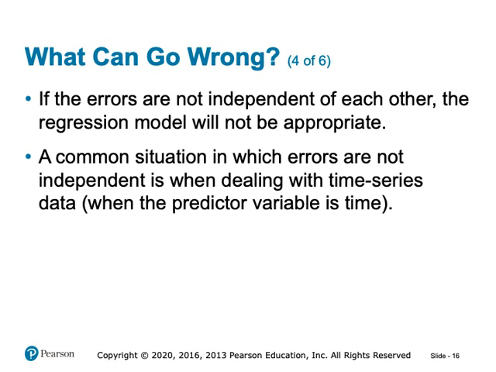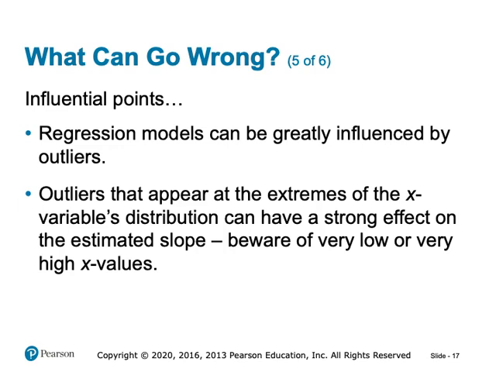In summary, the independence of errors is a key assumption for the validity of a regression model. When errors are not independent, especially in cases like time series data, the model can produce misleading results. Recognizing when this assumption is violated and adjusting your approach accordingly by using more appropriate models is crucial for accurate analysis. Another important consideration in regression analysis is the impact of influential points, data points that have a disproportionate effect on the regression model. Let's explore how these points can affect your analysis.